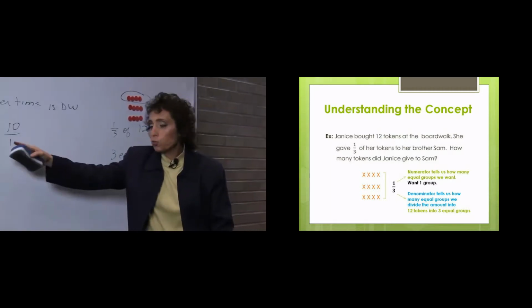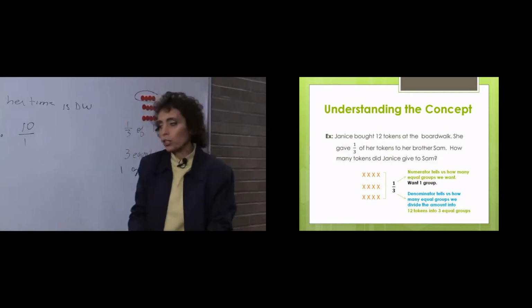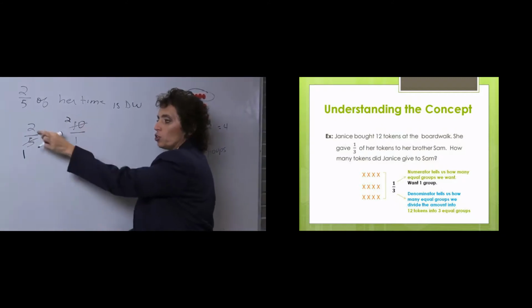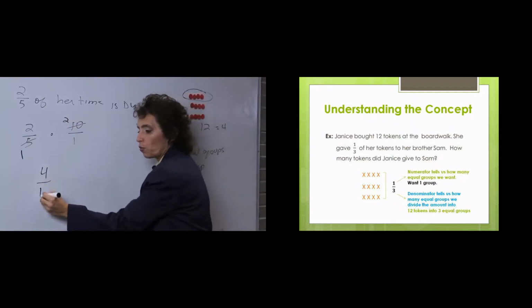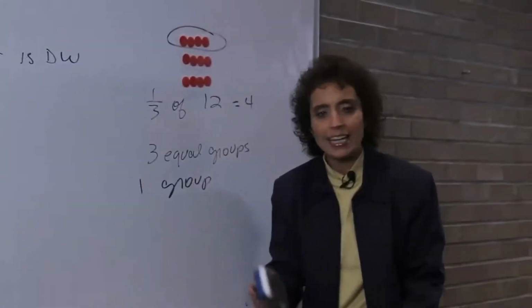Okay, we're going to do this problem, and then I'm going to kind of map it out for you. Okay, here we go. I'm going to reduce. 5 goes into 5 once, 5 goes into 10 twice, 2 times 2 is 4, 4 over 1 is 4. So 2/5 of 10 is 4.